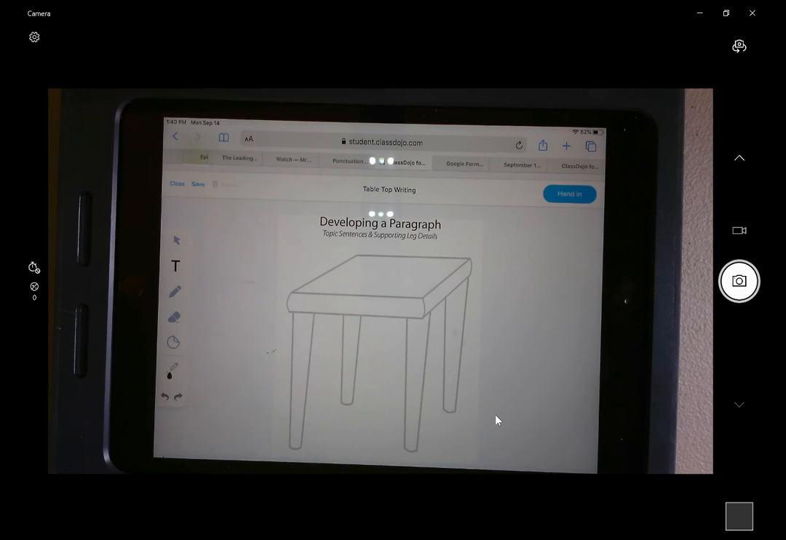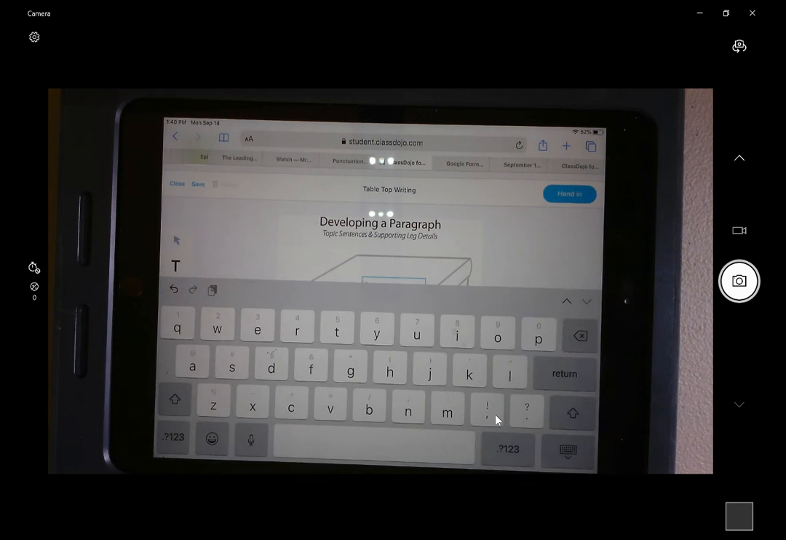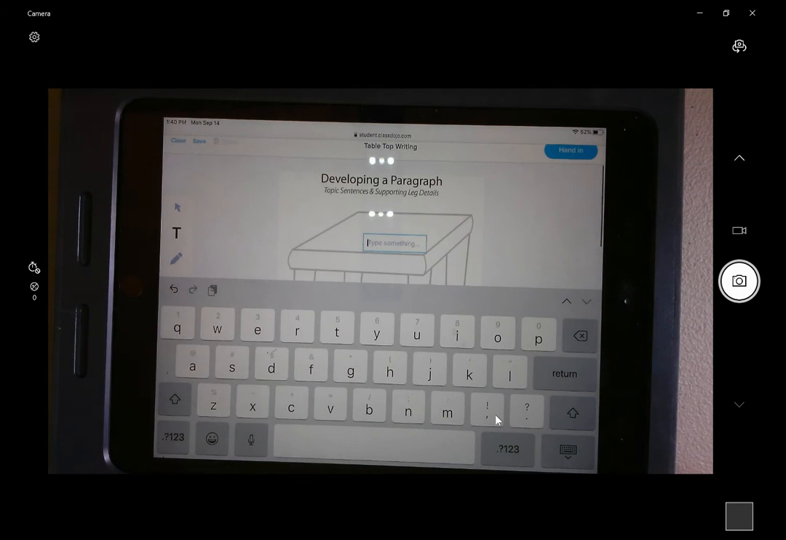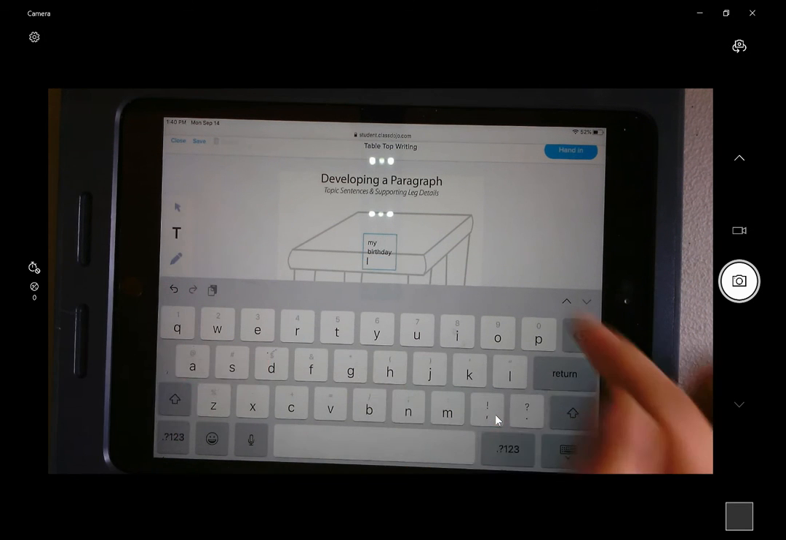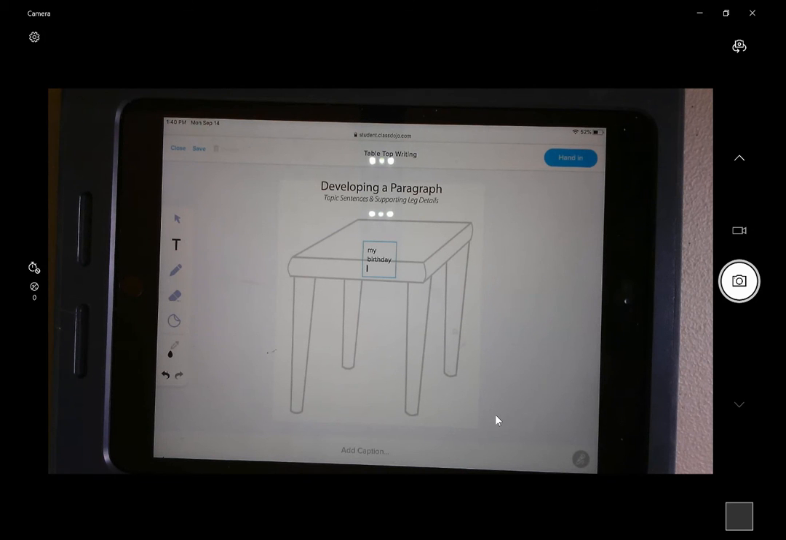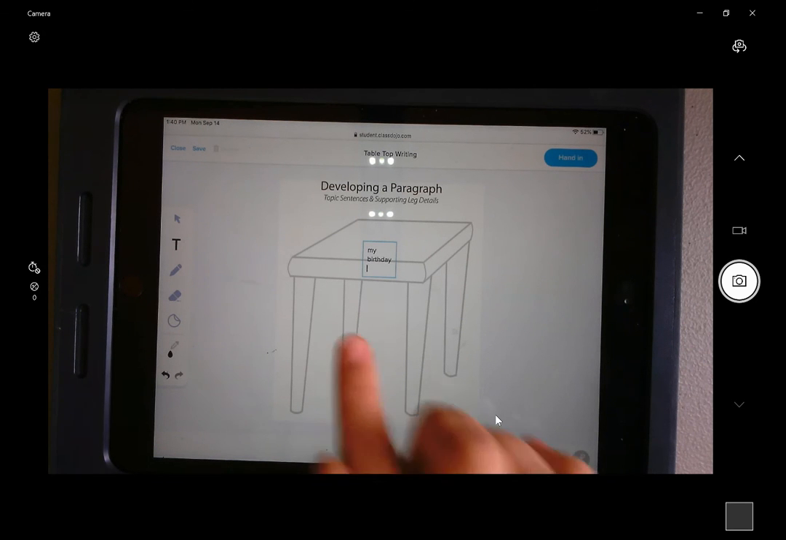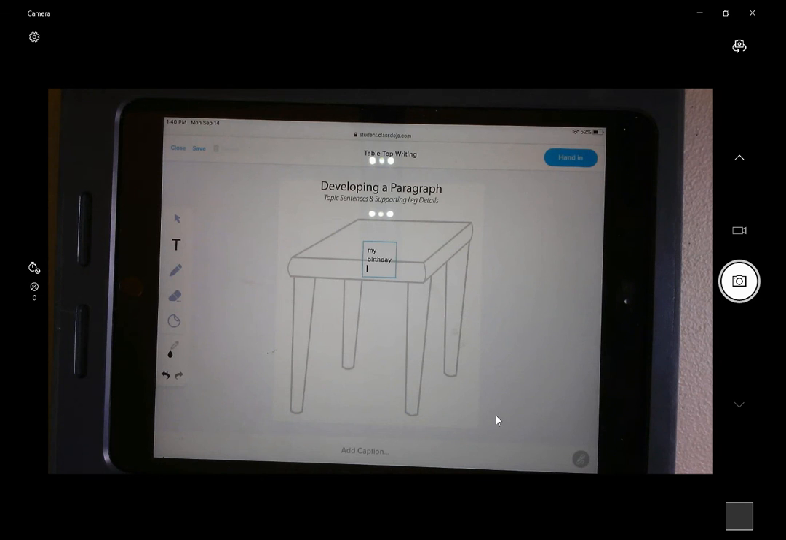So you press the T and then you click on where you want to type. We're going to start with our topic up on the main top of the table. So you would put your topic, whatever you want your topic to be, and it would stay up there. So my birthday is what I want to talk about. And then like we said, the assignment is going to be to come up with 4 details that would support your birthday. If you want to tell about your birthday, you're going to put 4 things that happened during your birthday.